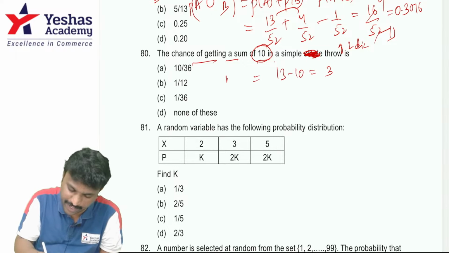Take your calculator, 2 divided by 3 into, what is SD given? 4. And the result is 2.6666. The nearest answer is 2.7. Moving on to the next question.